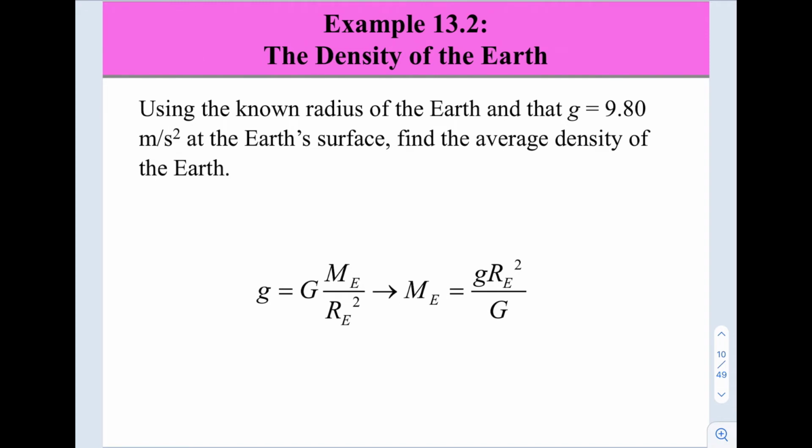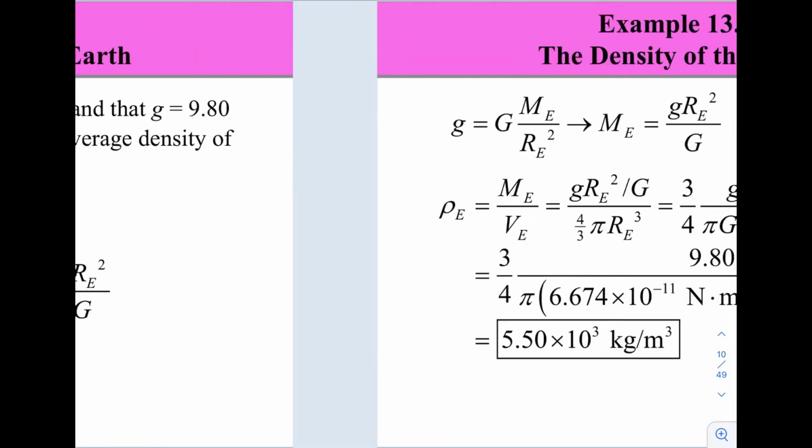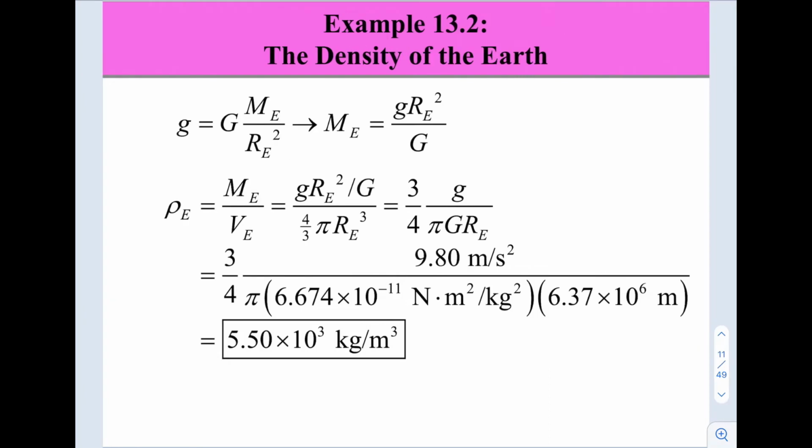Example 13.2, the density of the earth. Using the known radius of the earth, and that g is 9.8 meters per second squared at the earth's surface, find the average density of the earth. So we have the prior knowledge just now that the gravitational acceleration g is equivalent to capital G, mass of the earth over radius of the earth squared. So the mass of the earth is equivalent to g times R of the earth squared over capital G.